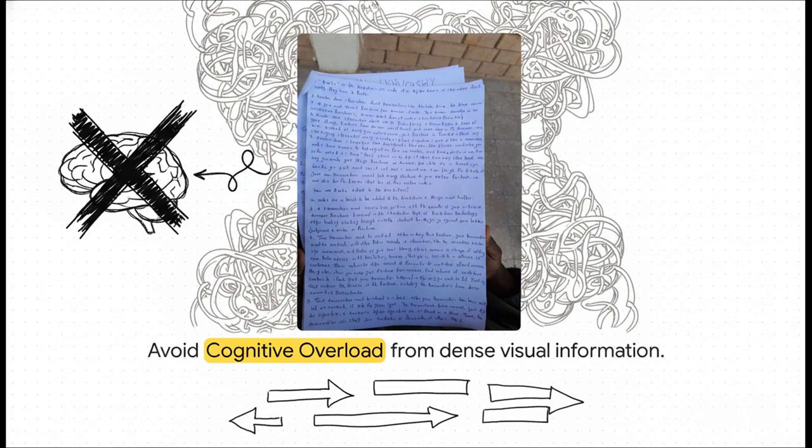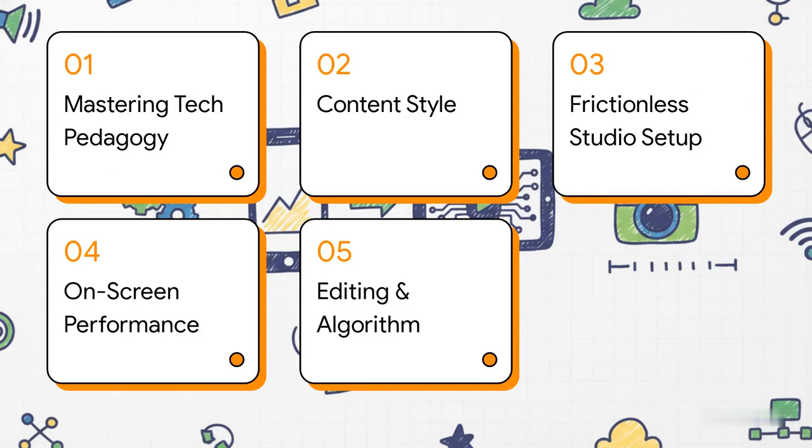The real goal of a great tech explainer is to take all that heavy, complex stuff and transform it into something clean, sequential, and super digestible. To get there, here's our roadmap for this explainer. 1. Mastering tech pedagogy. 2. Choosing your content style. 3. The frictionless studio setup. 4. The on-screen performance. And finally, number 5. Editing and the algorithm. Let's get into it.